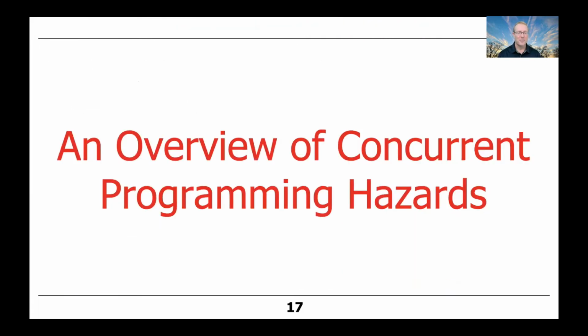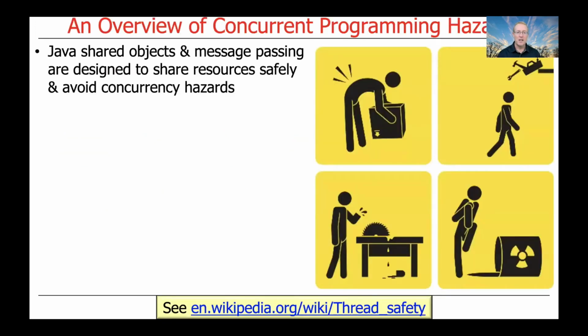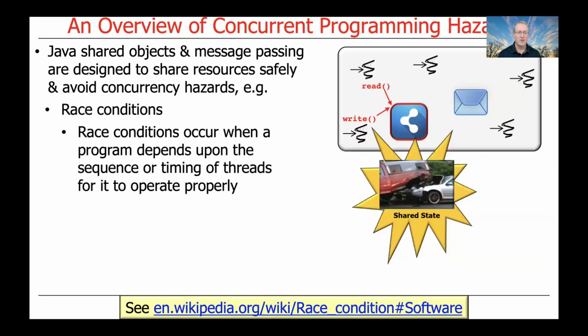I'd be remiss if I talked about how to do concurrency in Java without talking about some of the concurrency programming hazards that can arise. So Java shared objects and message passing mechanisms are explicitly designed to share resources safely, often efficiently as well, and to try to avoid various types of concurrency hazards.